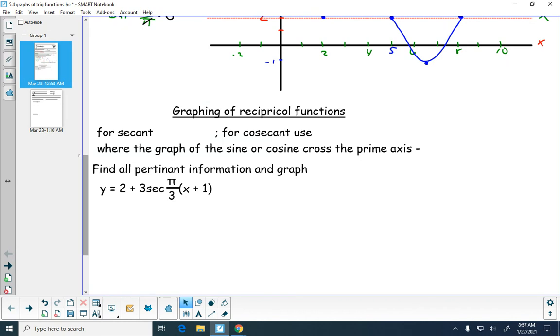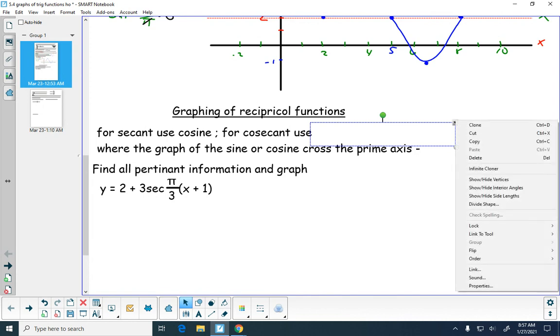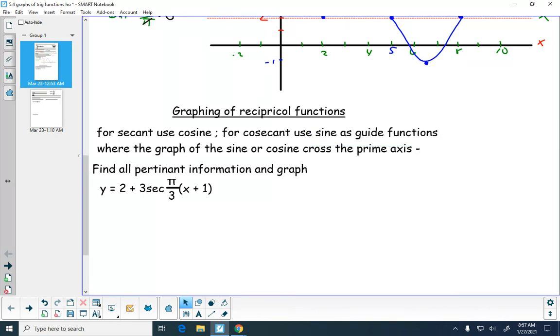Graphing the reciprocal functions. Okay, for secant, we use cosine. For cosecant, we use sine as our guide functions. We just look at the reciprocal functions to utilize for our guide functions. So for secant, we use cosine because they're reciprocals of each other. And for cosecant, we use sine because they're reciprocals of each other.